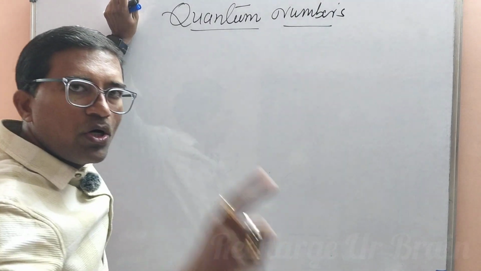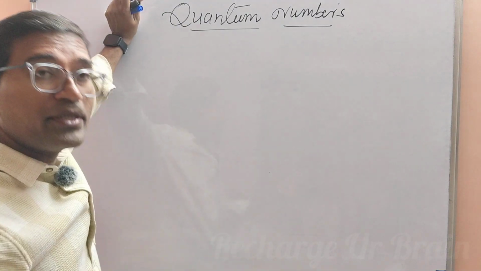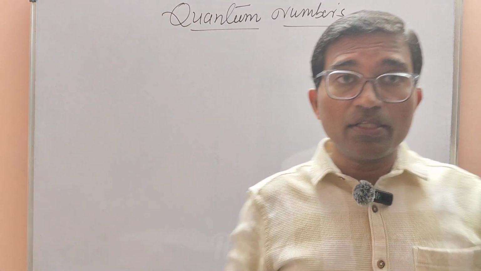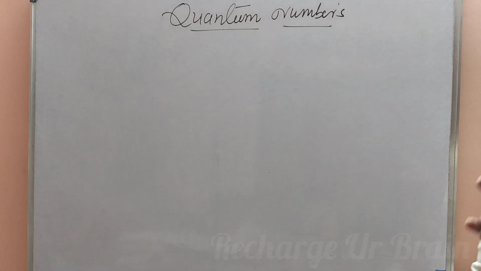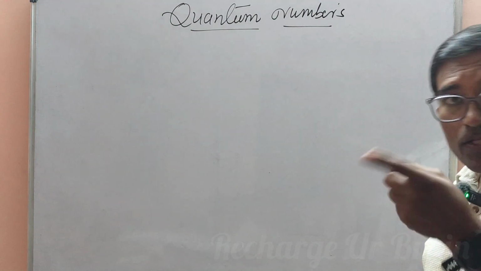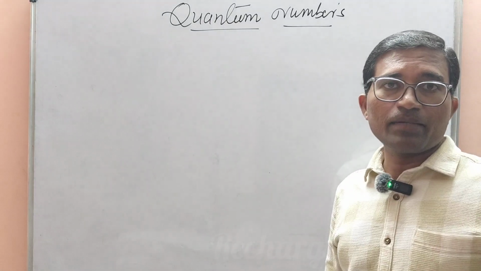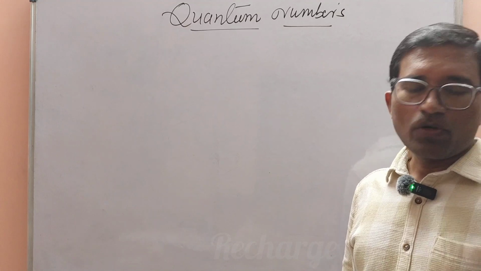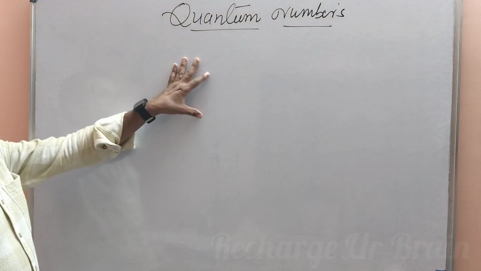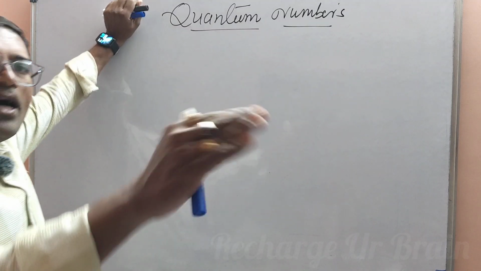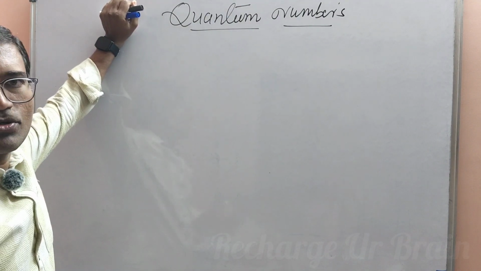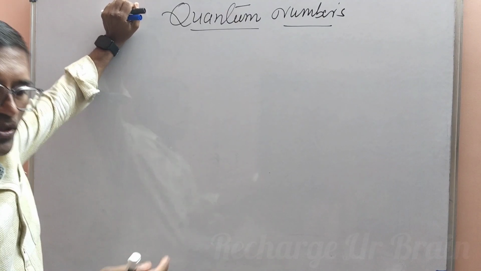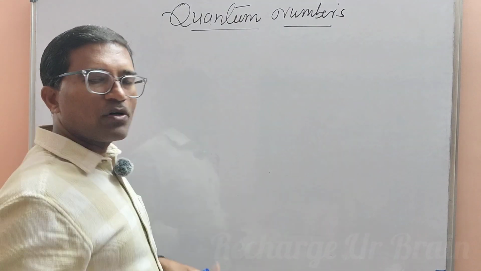Quantum numbers are useful to understand the complete arrangement of the electrons in an atom. They are also useful to describe the position and energy of the electron. So, quantum numbers describe the complete arrangement of the electrons, their energy, and the position of the electron in a given atom. There are basically four types of quantum numbers.